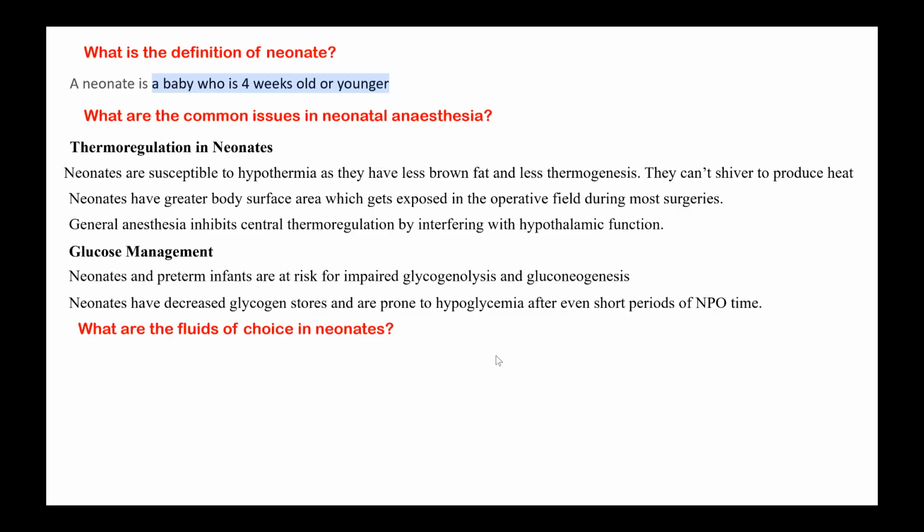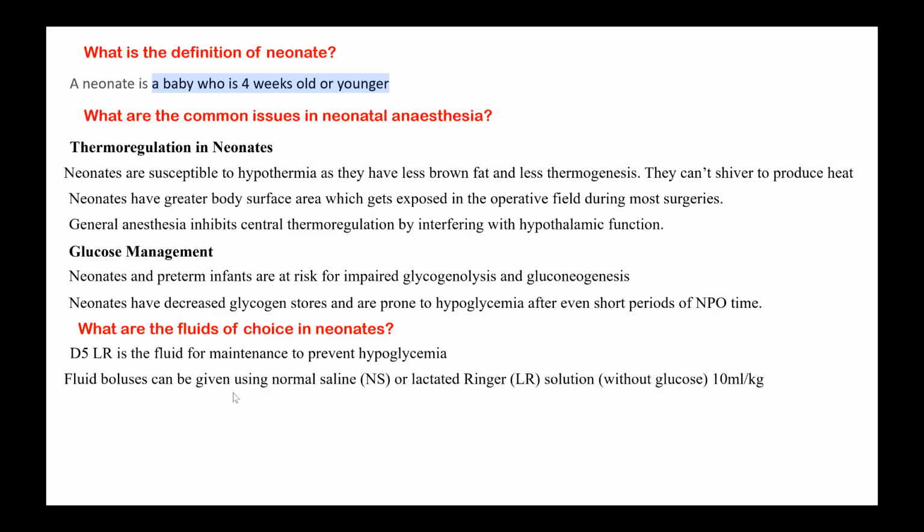Can you give ringer lactate, sodium chloride, or dextrose saline? Dextrose saline is dextrose with ringer lactate, the fluid for maintenance to prevent hypoglycemia. So you always add dextrose to the ringer lactate in children, especially in neonates. A fluid bolus will be given using normal saline or ringer lactate, up to 10 ml per kg without glucose. So if you want to replace fluid loss, you just give plain normal saline or ringer lactate. But for maintenance, you use dextrose with ringer lactate.